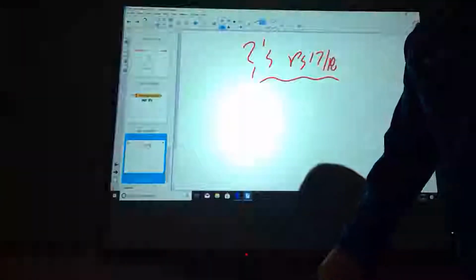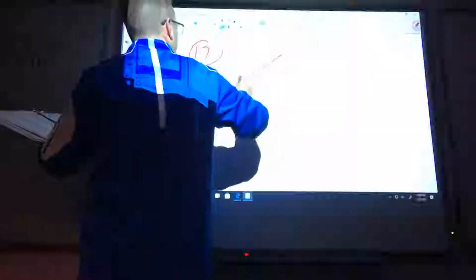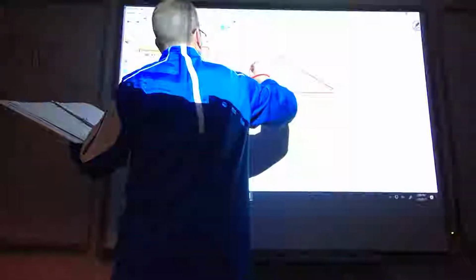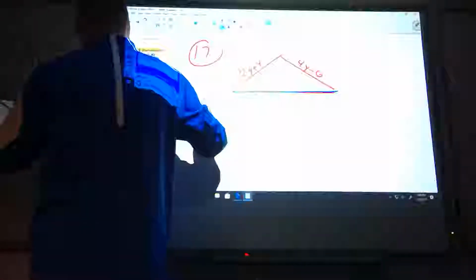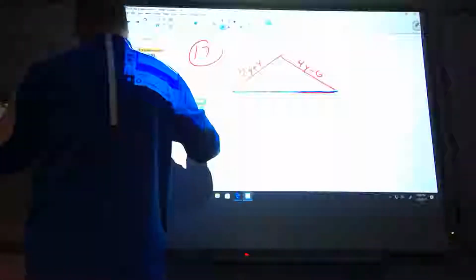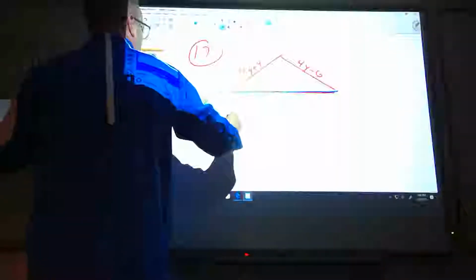I have a question. It's problem 11. Problem 11, you got it. Thank you for asking on that one. So we have this triangle, and they told us this side is 2y plus 4, and this side is 4y minus 6. They didn't tell us what this blue side was, right? But they do tell us that the perimeter is equal to 7y minus 12.